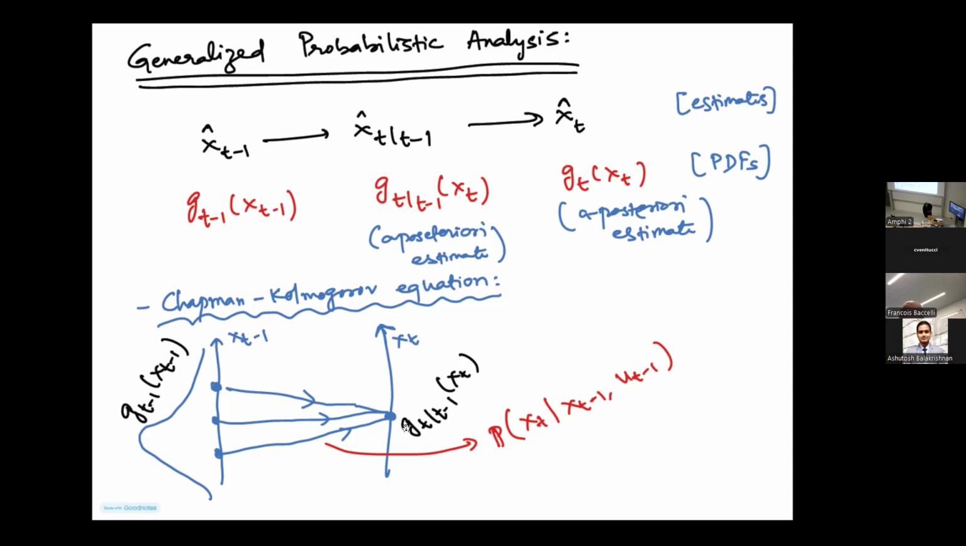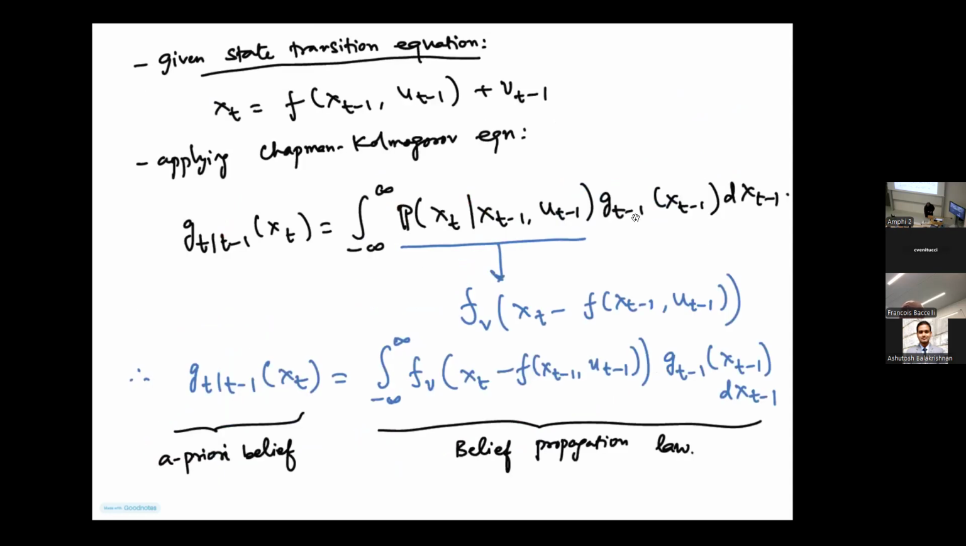And this PDF, that is the a priori belief, is basically integrating from minus infinity to infinity the transition probability from xt-1 to xt times the prior, which is g of t-1. The idea is that this g of t-1 is initially coming from the initial distribution assumption which we have, which is the PDF of the state x0, and we start from there and try to obtain the a priori belief.